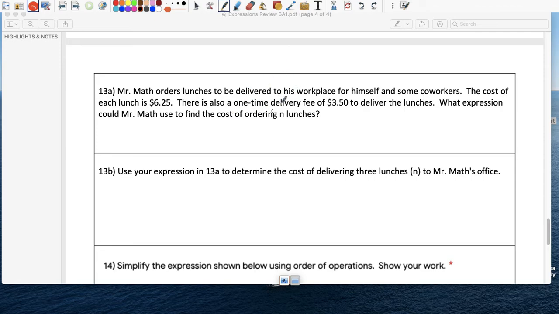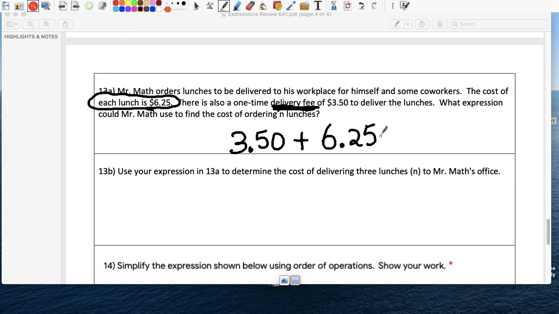Well, to order lunch, delivery, para recibirlo, there's a fee, right? Delivery, entrega. So for them to bring me the food, para ellos traer mi comida, I have to pay $3.50. Okay, plus how much is each lunch? Cada lunch is, so I'm going to write 6.25 times L. I'm going to use the letter L for lunch. Okay? So that's my expression.